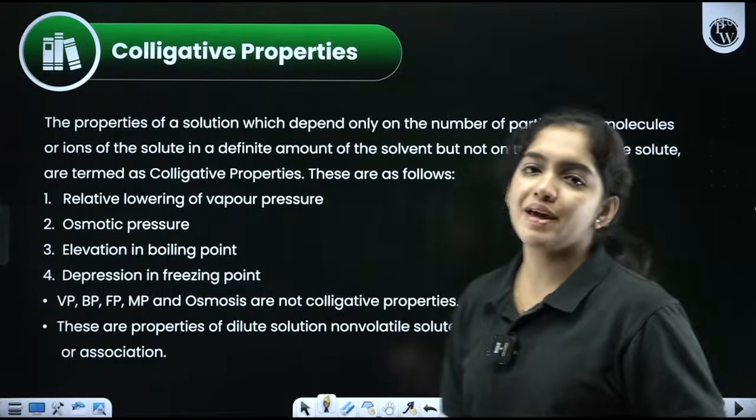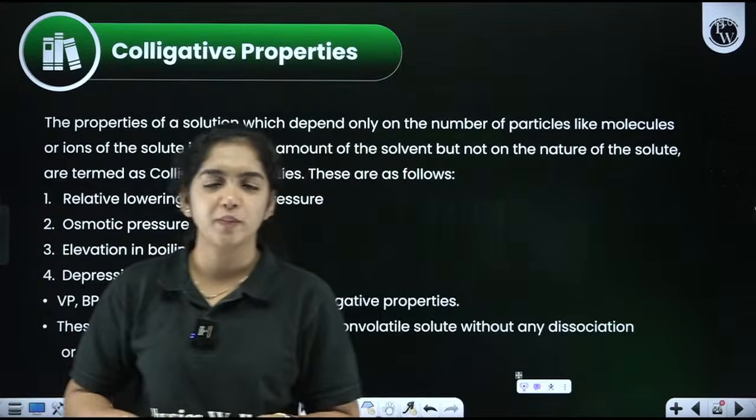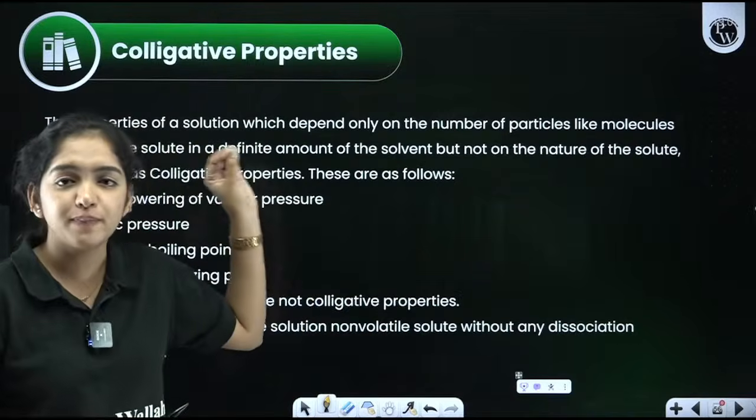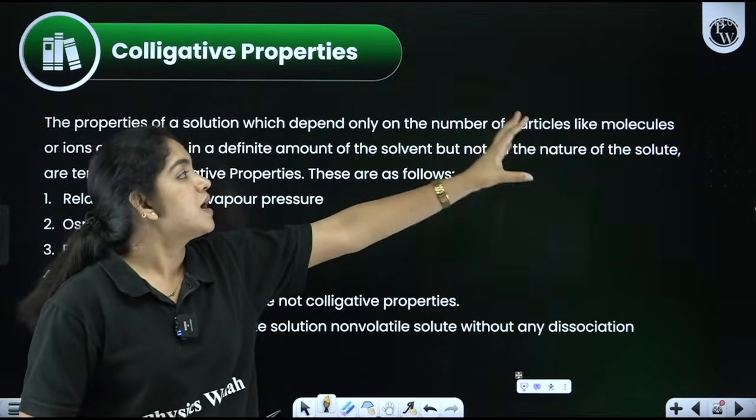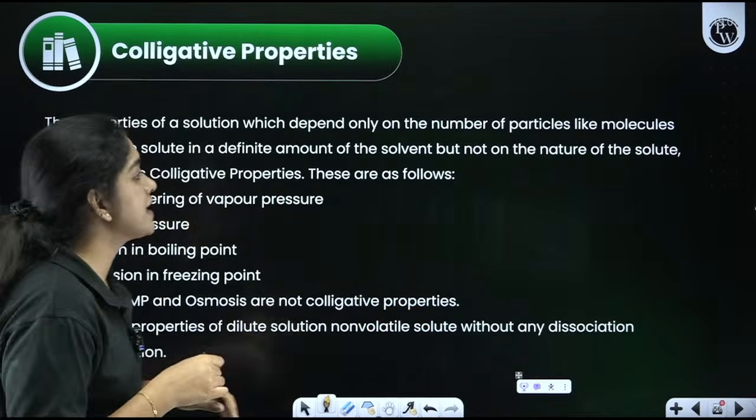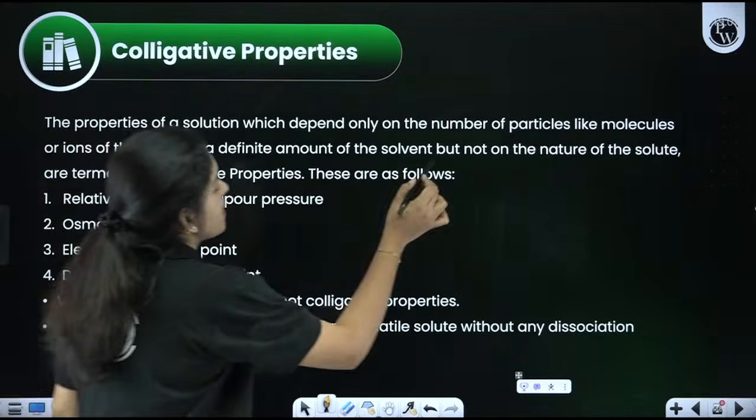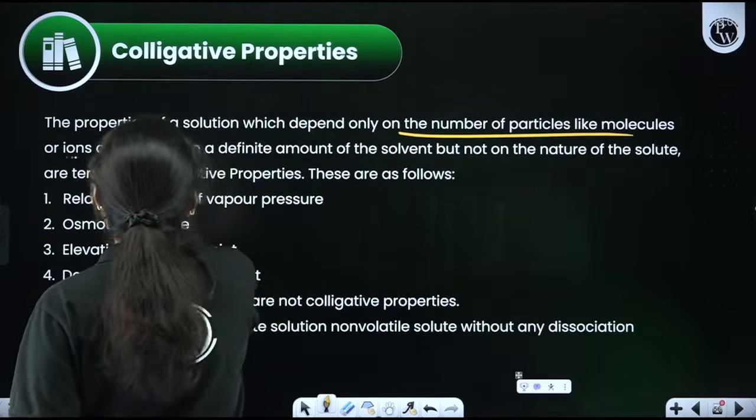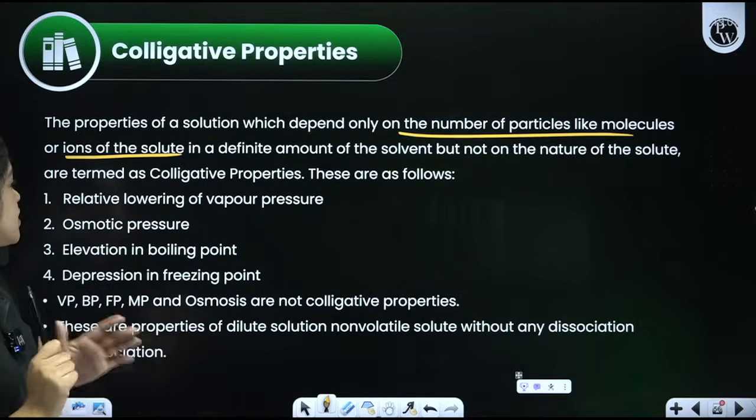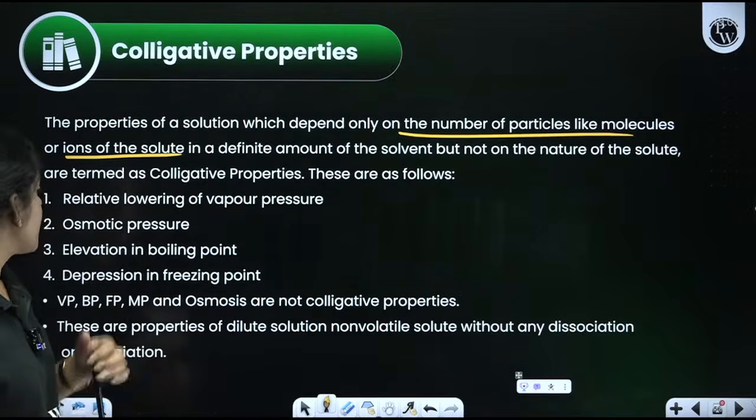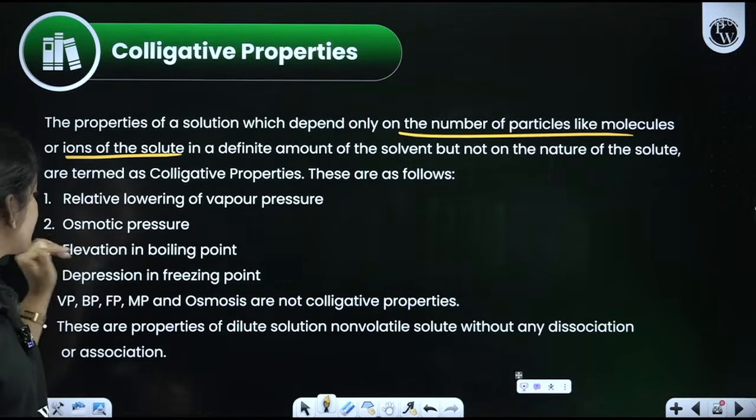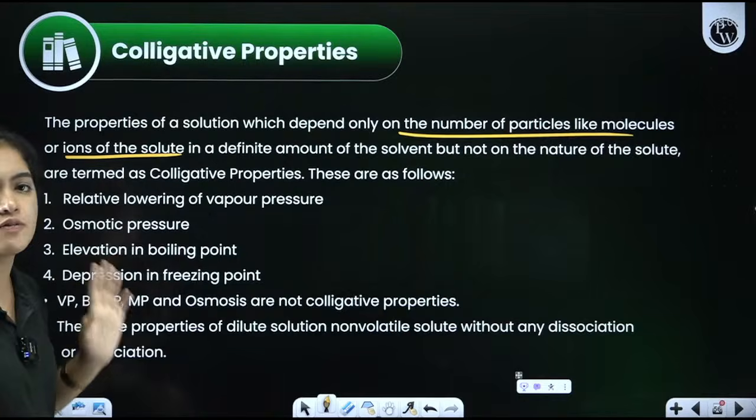Next, we are going to the main section of this chapter, that is colligative property, and we want to learn about the four colligative properties. What is colligative property? Colligative property depends only upon the number of solute particles, like molecules or ions in the solute, and not on the nature of the solute. There are four colligative properties: relative lowering of vapor pressure, osmotic pressure, elevation in boiling point, and depression in the freezing point.